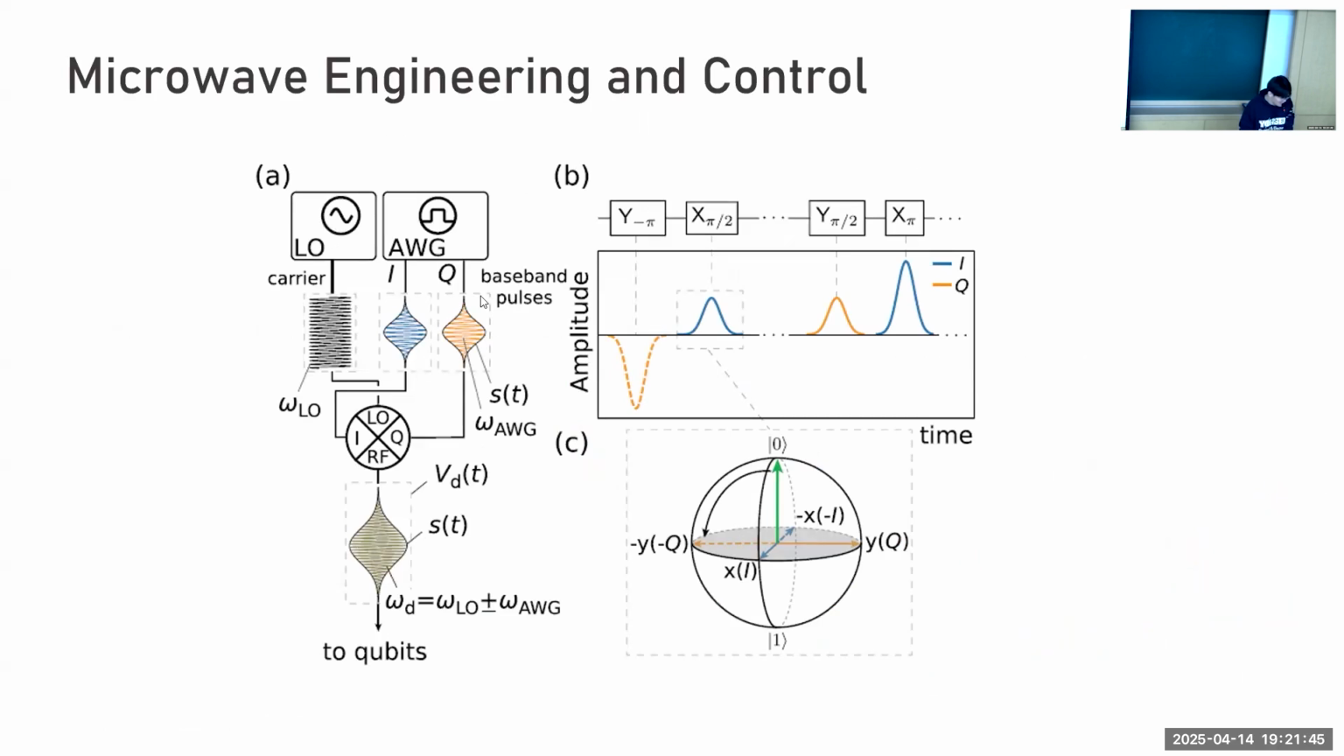So we will explain some microwave engineering and control. We can control the quantum qubit states by some pulses, so we can control the qubit states with pi pulses or half-pi pulses.